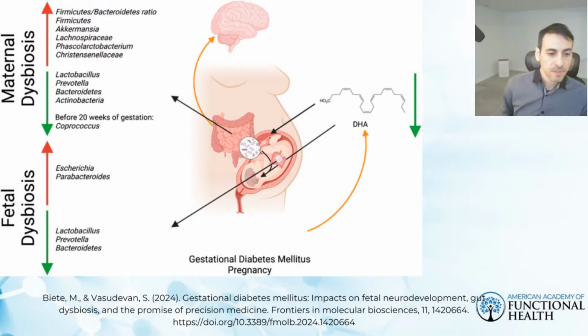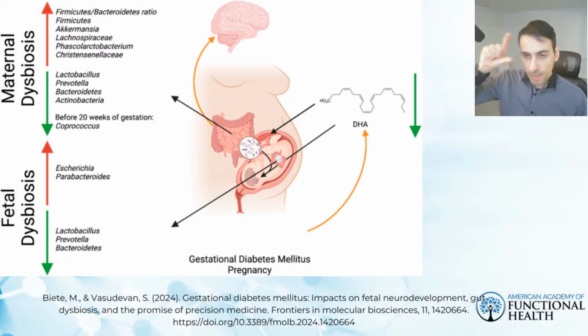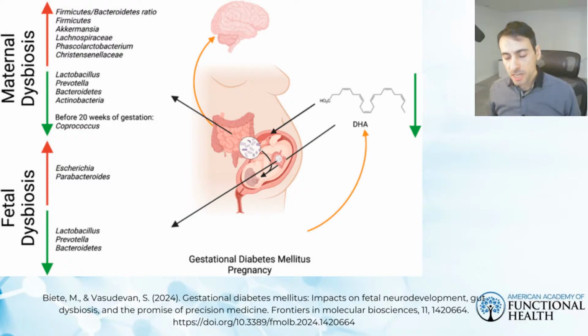So the next picture we're going to take a look at is from the journal Frontiers in Molecular Bioscience in 2024. And essentially, you're seeing on the top the changes in the mother's gut microbiome. And on the bottom, you're seeing the impact that it might have on the fetal microbiome, right? So on the top, you can see the pathogenic or imbalanced bacteria increase. For example, we'll take 2 of these species of bacteria. In the green there is a reduction of the beneficial bacteria, right?